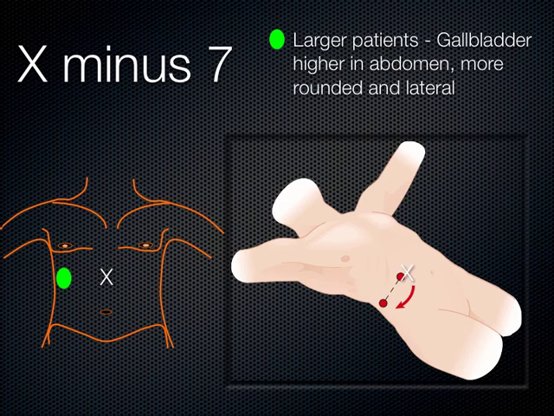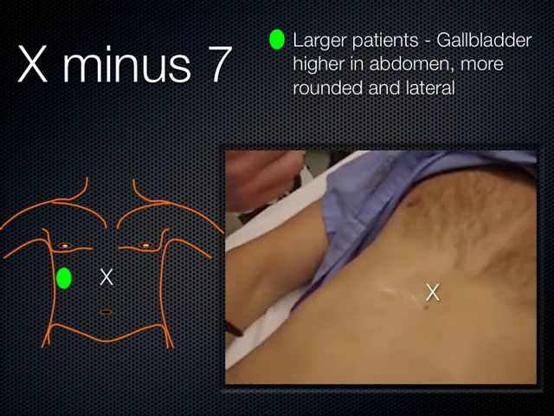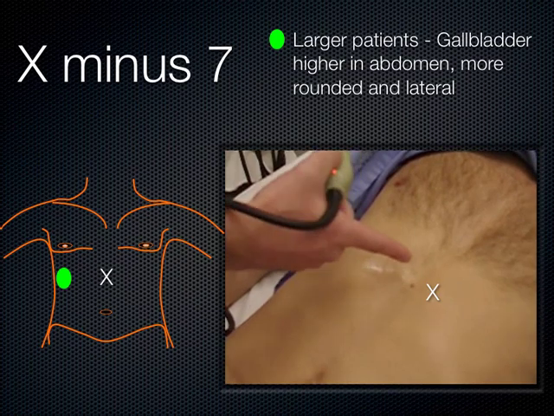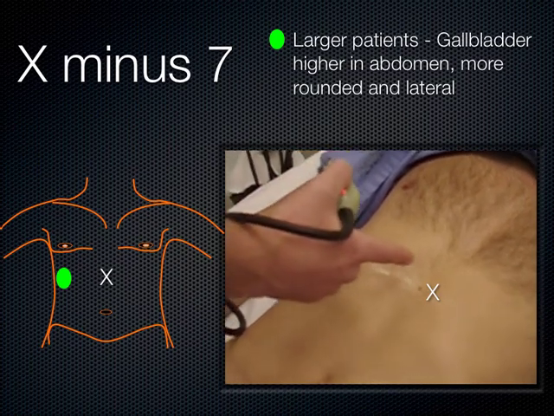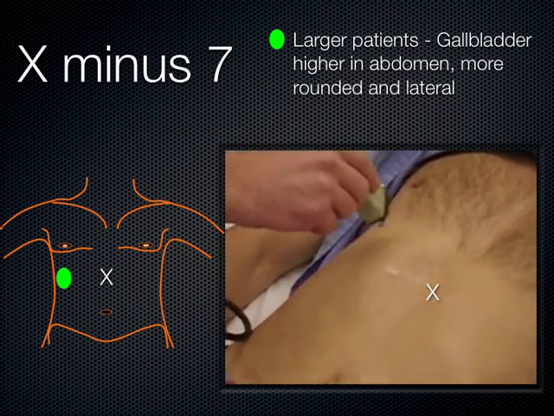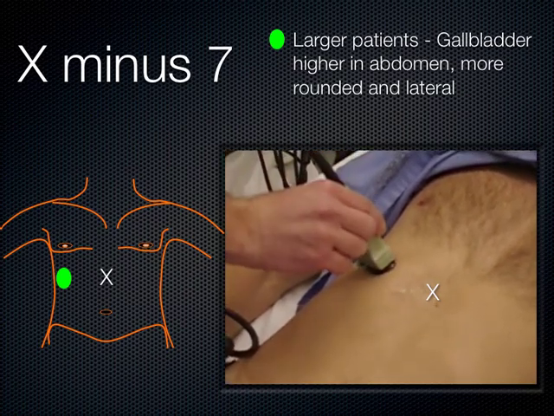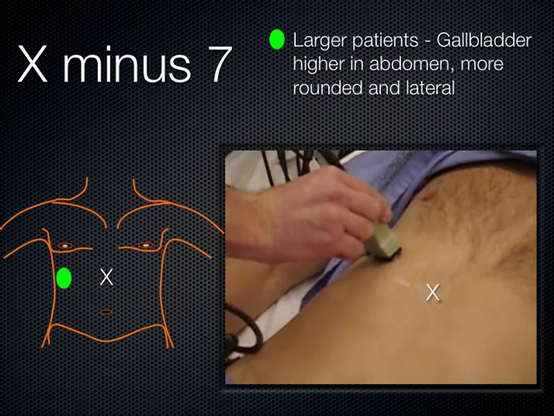It depends on the patient's habitus, but essentially, instead of going subcostally, or below the ribs, now you're going intercostally, or between the ribs. In the X-7 approach, the X stands for the xiphoid process, and the 7 stands for the 7 centimeters you're going to go to the right laterally. Place the probe perpendicular to the patient's skin, and more often than not, you're going to find the gallbladder in this general area.